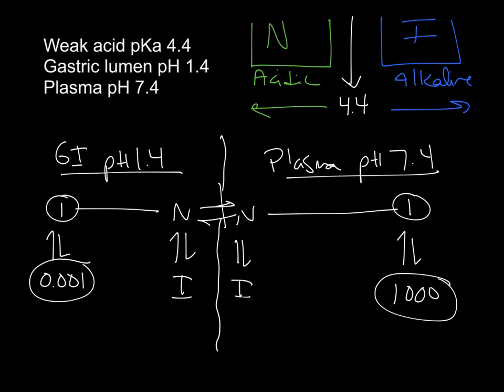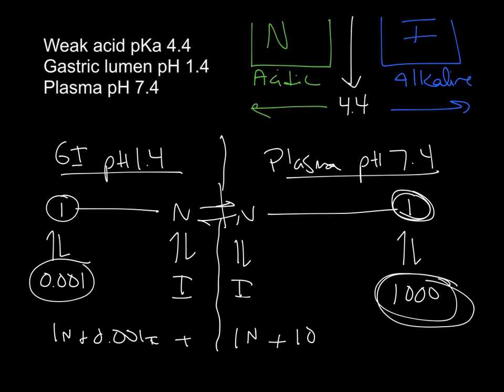When the n's have equilibrated, we know that for every 1 n on the GI side, on the gastric lumen side, there's going to be a tiny, tiny fraction of an I. For every 1 n on the plasma side, there's going to be 1,000 I's. So now that we're at equilibrium, we can take this a step further. And at this point, what we're dealing with is 1 non-ionized particle over here plus 0.001 ionized particle over here plus 1 non-ionized particle on this side plus 1,000 ionized particles on this side.